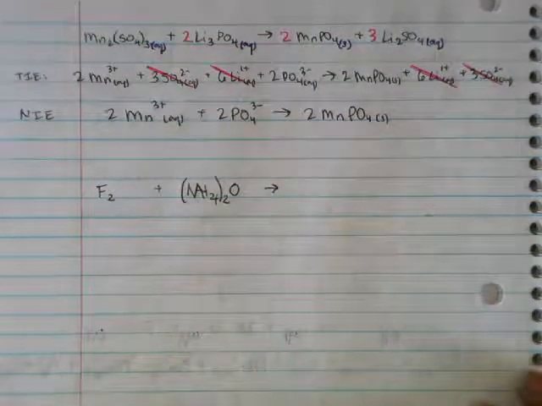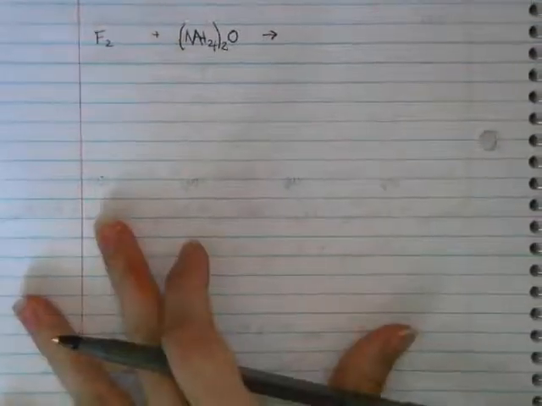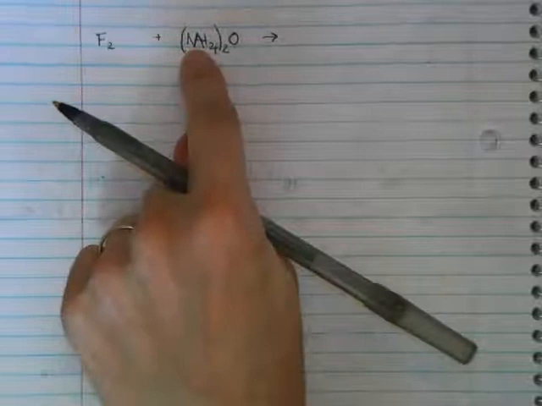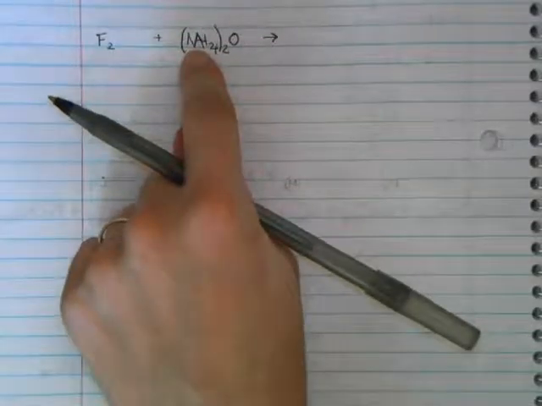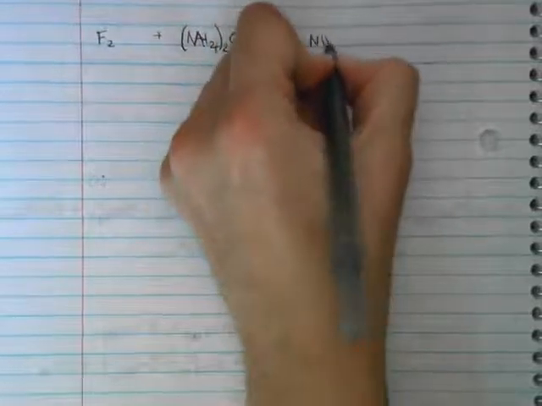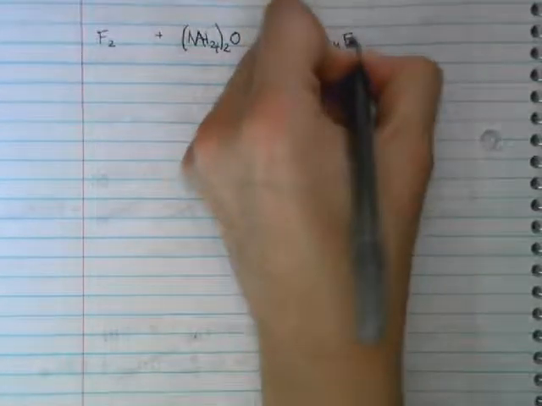Okay. Last example, one more single replacement reaction. This one is a non-metal replacement. We've got fluorine, which can definitely kick out oxygen. This is ammonium, by the way. Kind of got butchered, but that's okay. So we're going to produce ammonium fluoride, so NH4F, and then we'll kick out oxygen, which is diatomic, so O2.